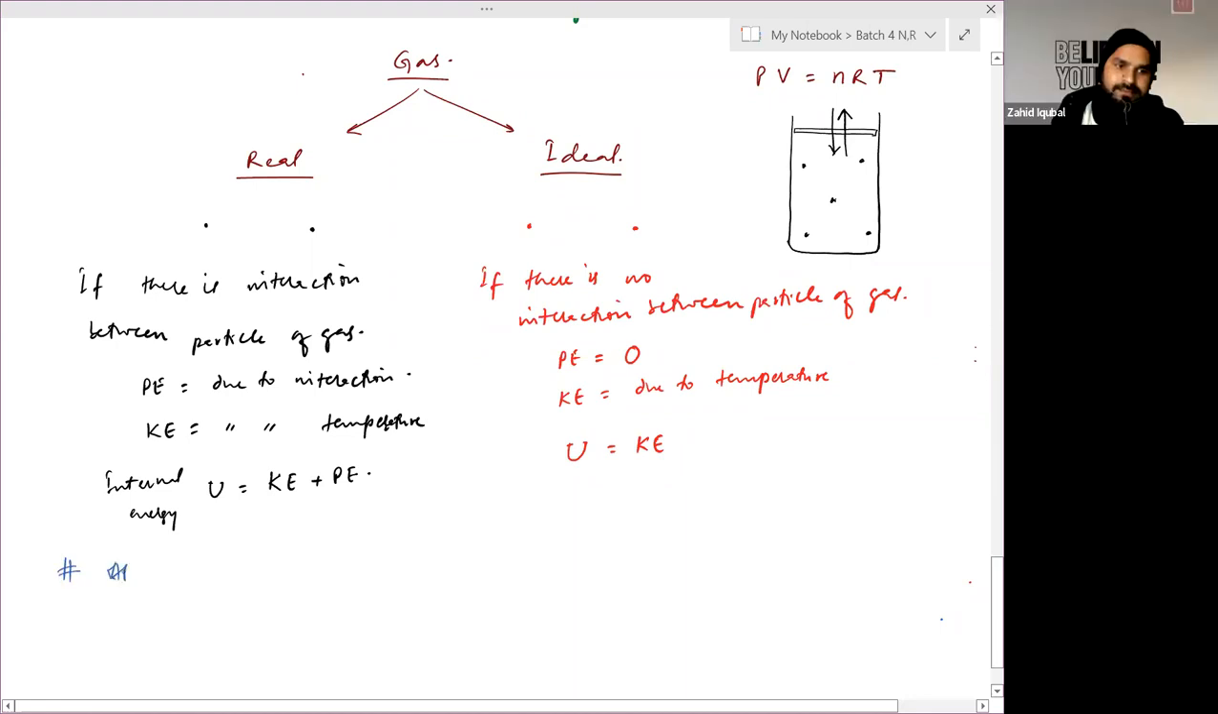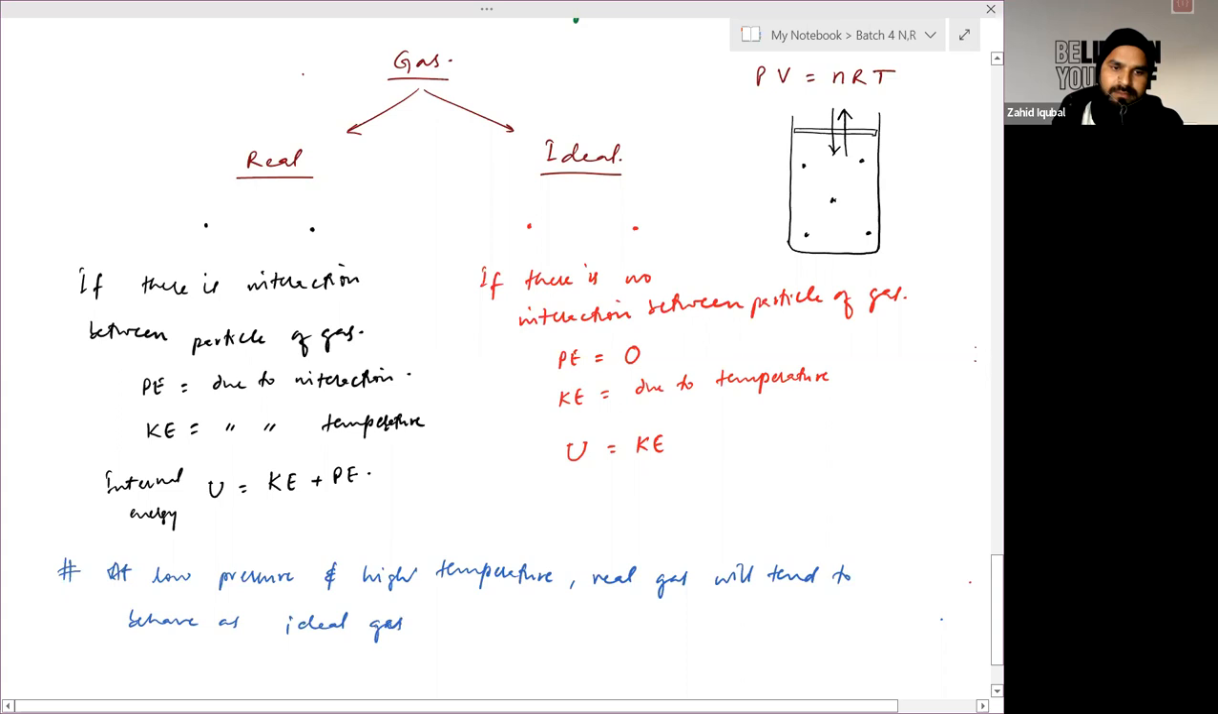So we can say at low pressure and high temperature, real gas will tend to behave as ideal gas. Okay, just write it down.